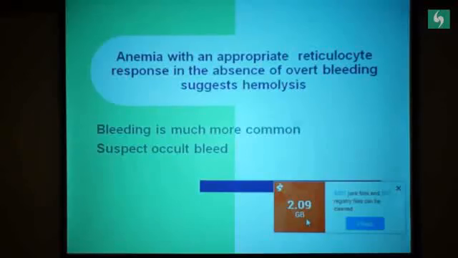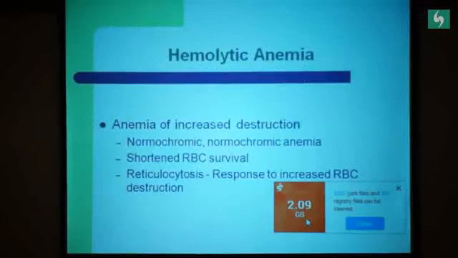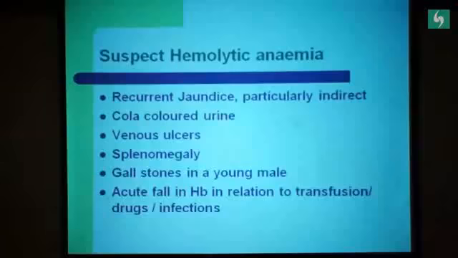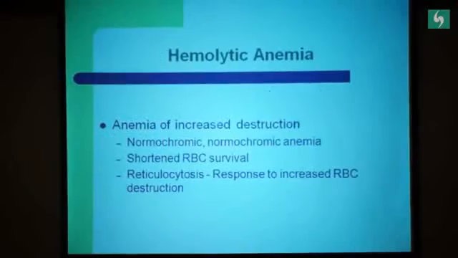Now anemia of hemolytic means there is increased destruction. So normally there is a good balance that is maintained between production of red blood cells and the destruction which is going on simultaneously. But in situations when there is a hemolysis going on, obviously the destruction is far faster than the production. There is a normocytic normochromic anemia, but the red blood cell survival is shortened. And there is reticulocytosis definitely in hemolytic anemia, and that is because of increased RBC destruction and the bone marrow responding normally to it.